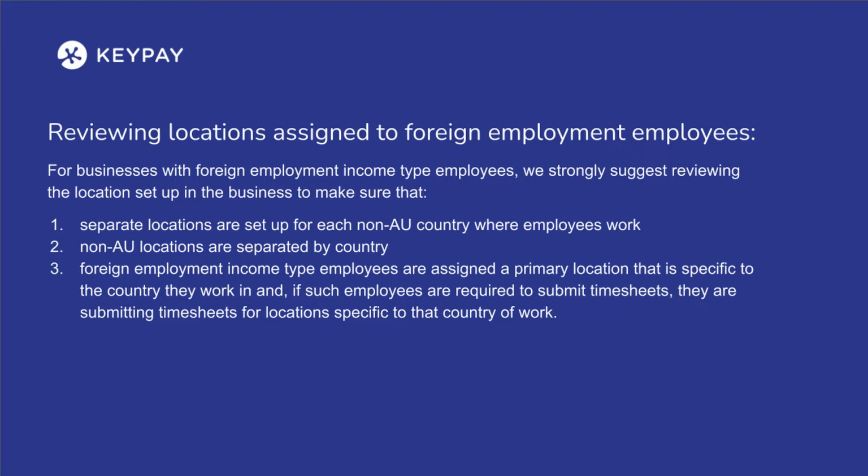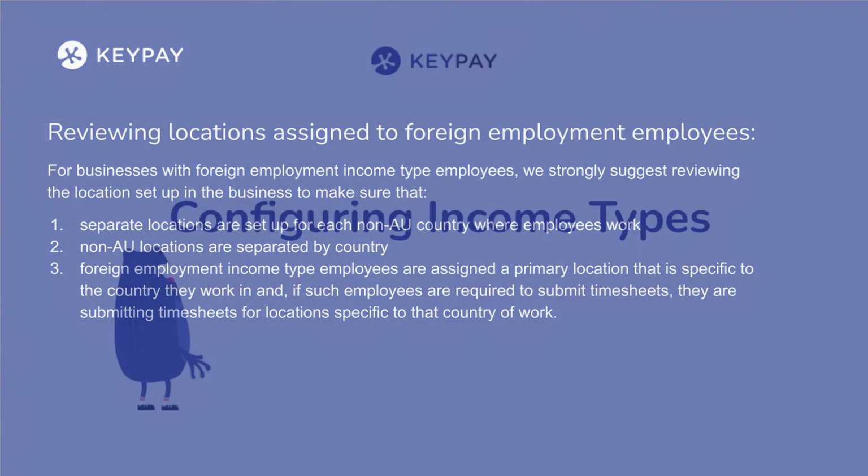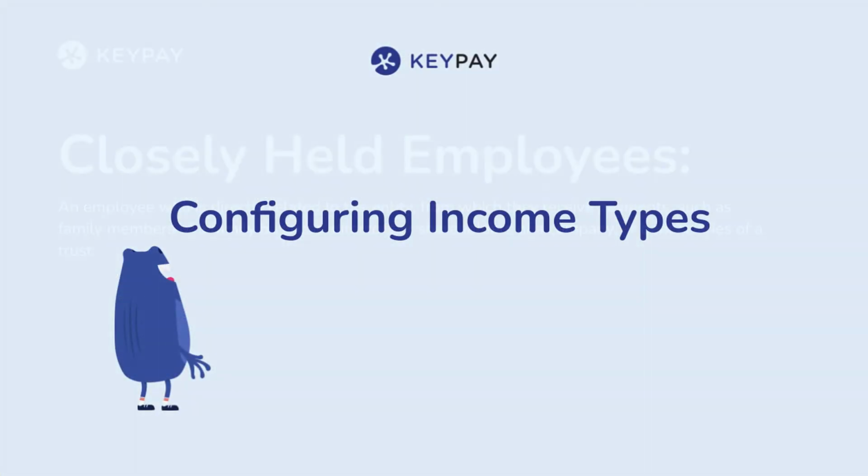For businesses with foreign employment income type employees, we strongly suggest reviewing the locations set up in the business to make sure that: 1. Separate locations are set up for each non-AU country where employees work. 2. Non-AU locations are separated by country. And 3. Foreign employment income type employees are assigned a primary location that is specific to the country they work in, and if such employees are required to submit timesheets, they are submitting timesheets for locations specific to that country of work.